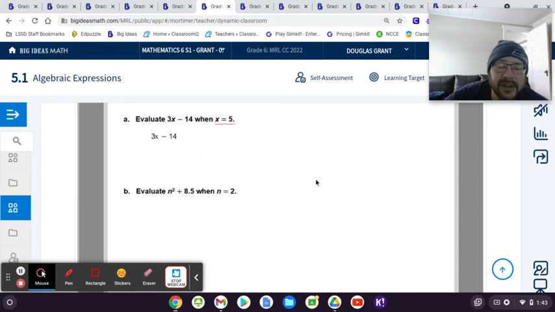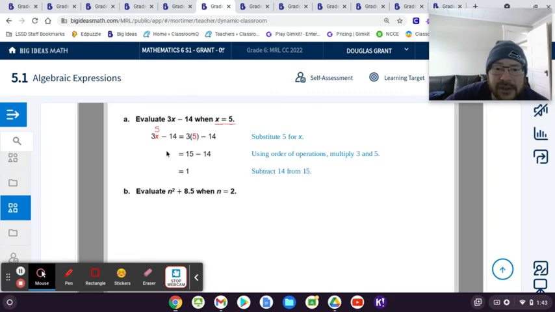So 3 times 5 is 15. Minus 14 is 1. All right. So make sure you understand why this is 1. That's very important. Again, when you have a variable next to a coefficient, it doesn't mean that's the 10th digit. That's just wrong. It means multiply.